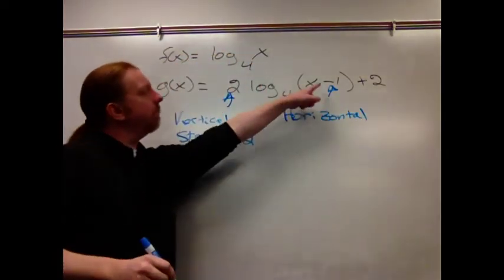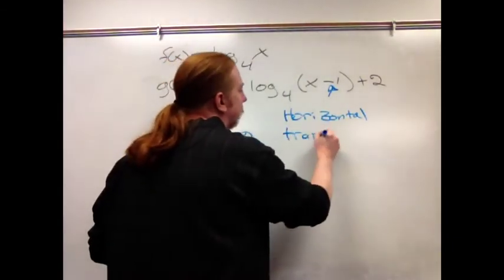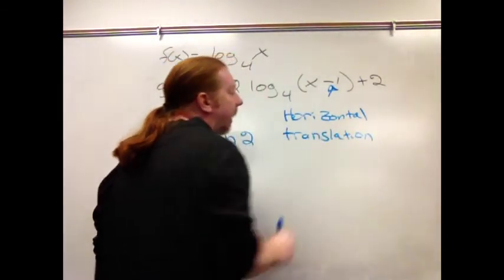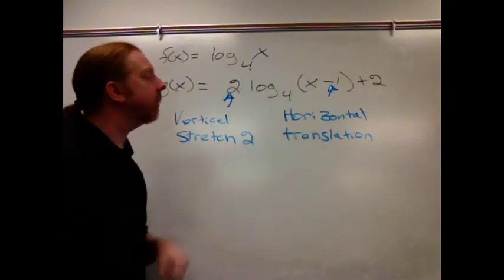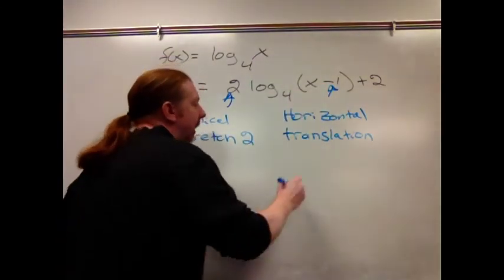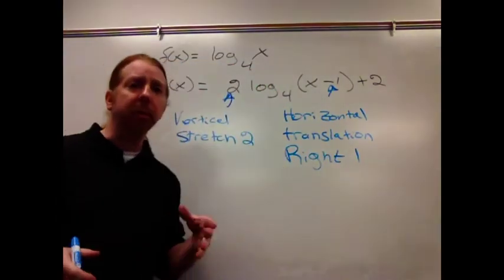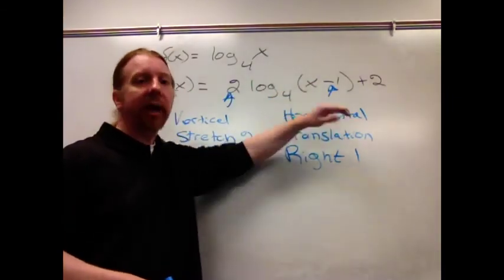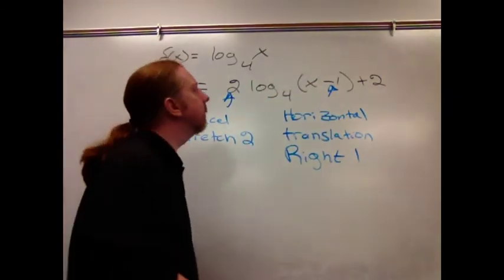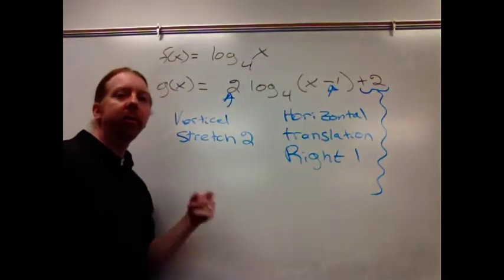And specifically, plus minus means we're going to be translating it. And, as I said, vertical is what you see is what you get. Horizontal is the opposite. So minus 1 is actually going to be to the right 1 unit. Now normally we would expect minus to be left, but again, horizontal is the opposite, so we're going to the right. Last but not least, we got that plus 2 tacked on the end.